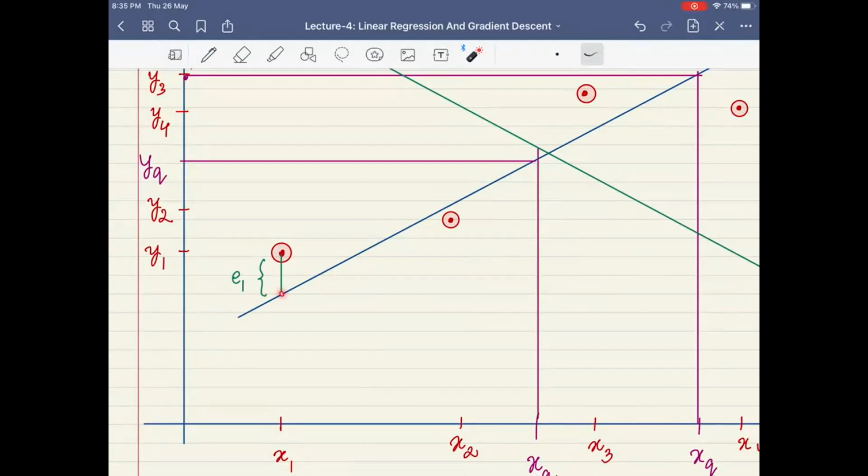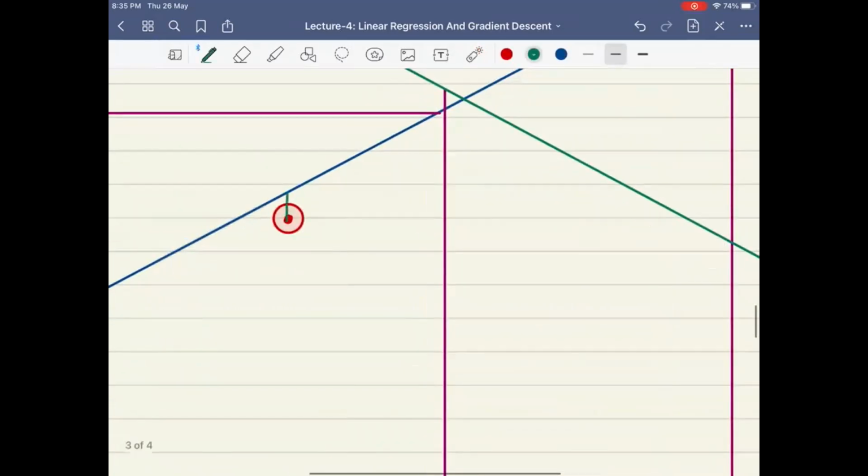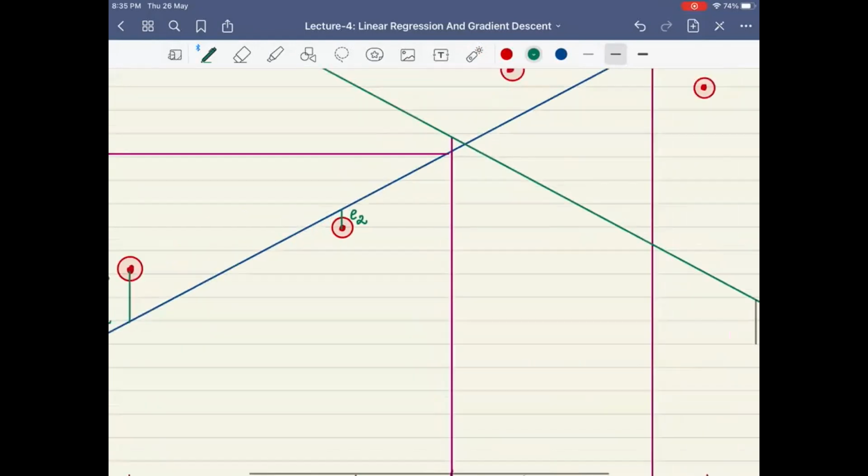Because my blue line tells I should predict this, right? But my data point says no. This is the true data point, right? So there is an error. This much is the error. There is a difference between my prediction and the true value. Similarly, at this point also there is an error. This is E2.